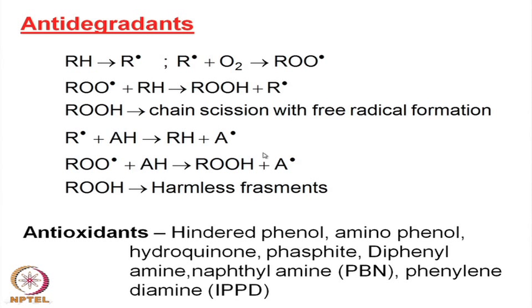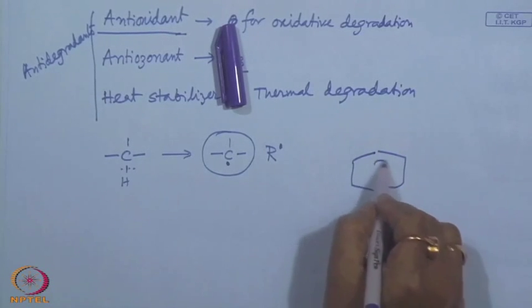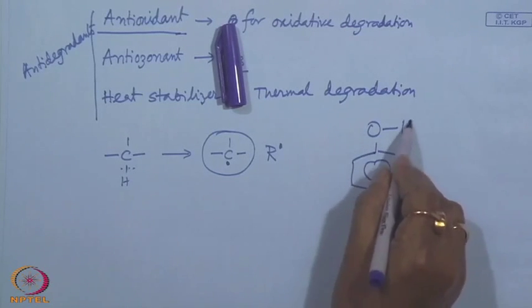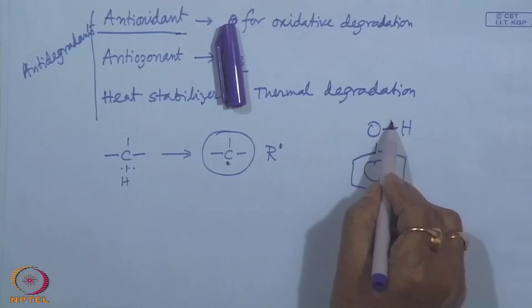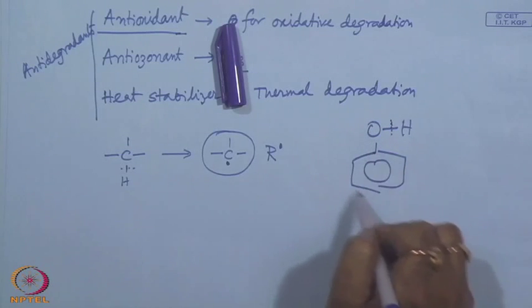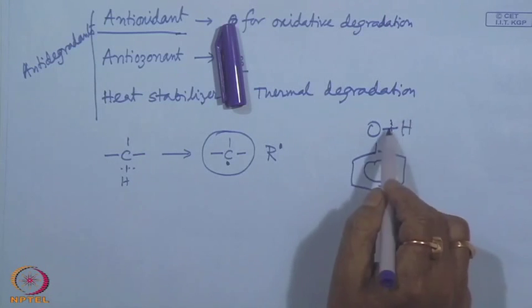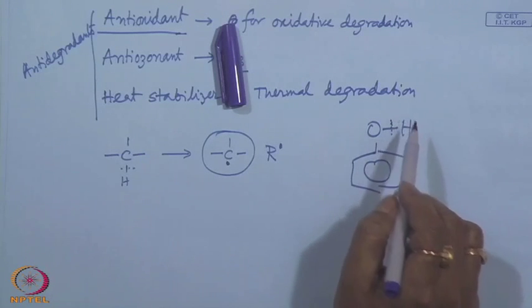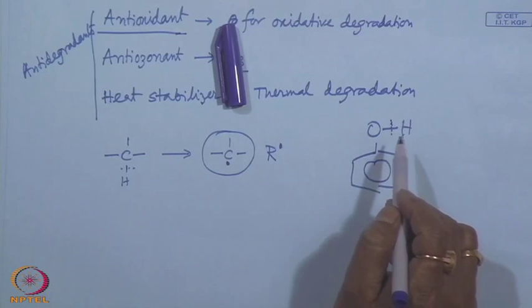So, this is the basic mechanistic principle, the way this anti-degradant functions. Examples of antioxidants are hindered phenols. The formula of phenol is C6H5OH. If it can break over here forming a free radical, that free radical will be stabilized by the aromatic phenyl ring. So, phenol is a good antioxidant or anti-degradant.